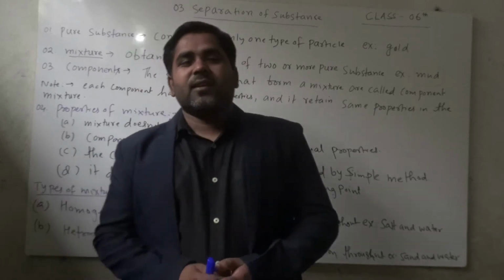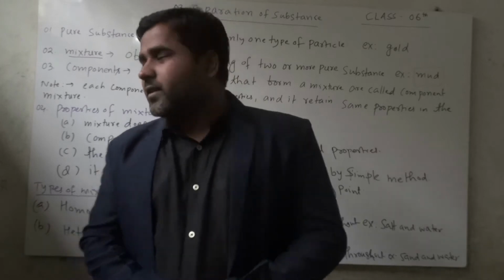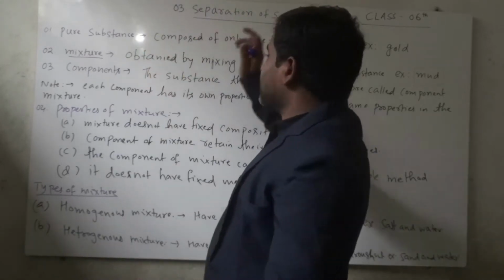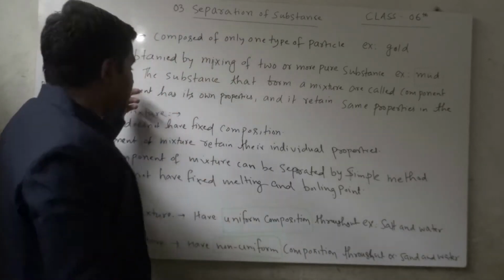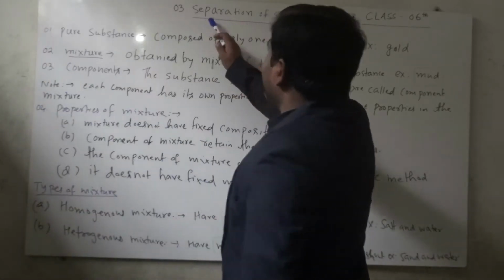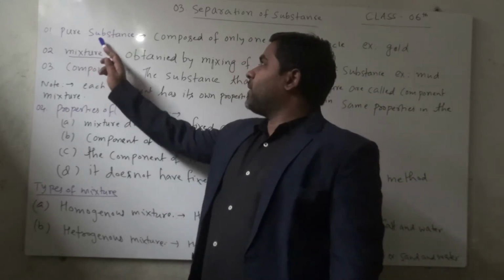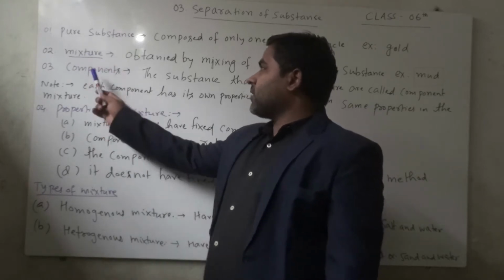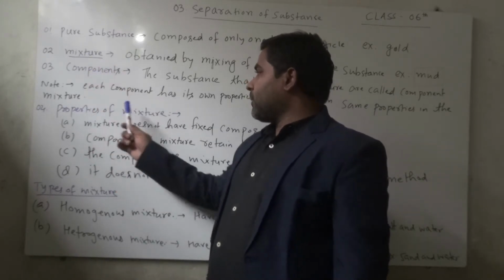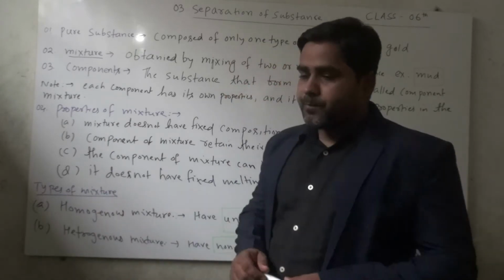Everyone, today we are going to start the topic of chemistry, that is separation of substance. This is chapter number 3 and we will be talking about the topic separation of substance. In the separation of substance we will be talking about pure substance, second will be mixture, third will be components, fourth will be properties of mixture, at last we will be talking about types of mixture.